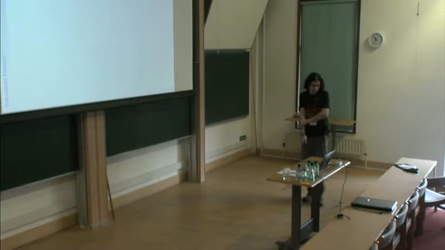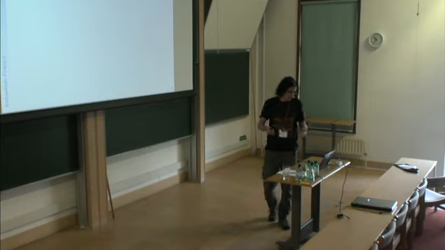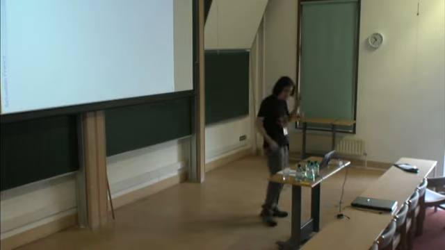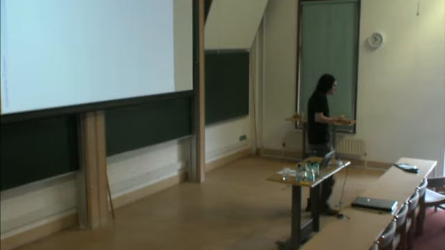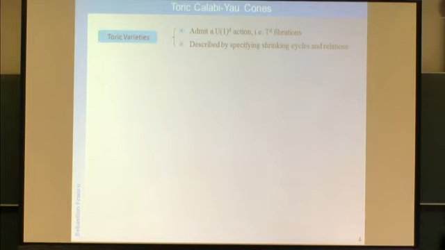So what is a toric variety? Well, a toric variety is something that admits some U(1)^D action, or it has some kind of D-dimensional torus fibration. Okay, and one of the nice things about this kind of geometries is that they can be described in a very combinatorial way by specifying how these cycles in this fibration shrink and what's the relation between where they shrink.